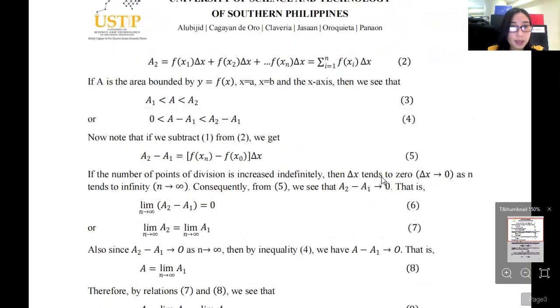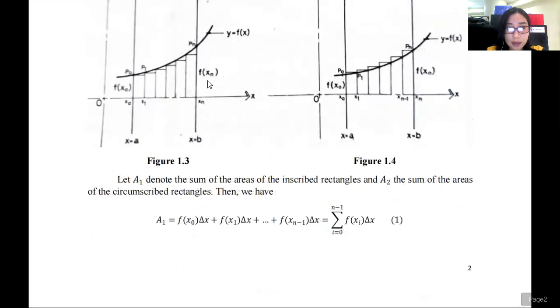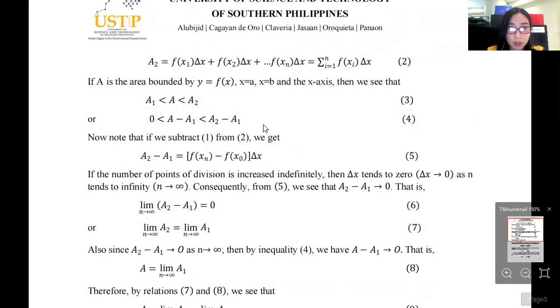So we can get the total area of this curve by having this equation. Now we have equation number 3: A sub 1 is lesser than A, which is also lesser than A sub 2. Or 0 is lesser than A minus A sub 1, lesser than A sub 2 minus A sub 1. So that's our equation 4.